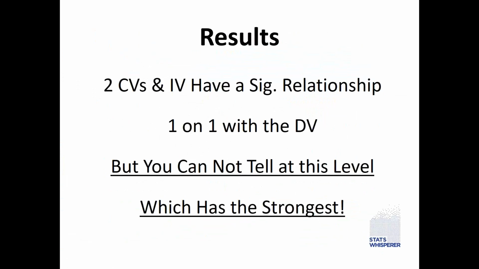Right, so the results of what we have here, we have our two covariate variables and the independent variable having a significant relationship with the dependent variable. Now you can't tell which is the strongest. Some odds ratios might be bigger or smaller than the others, right? But that doesn't mean it's the strongest because, like we said, when you put them in the model together, some odds ratios might increase and some might decrease. So you can't tell just from the one-on-one odds ratio. You need the full context of the model.